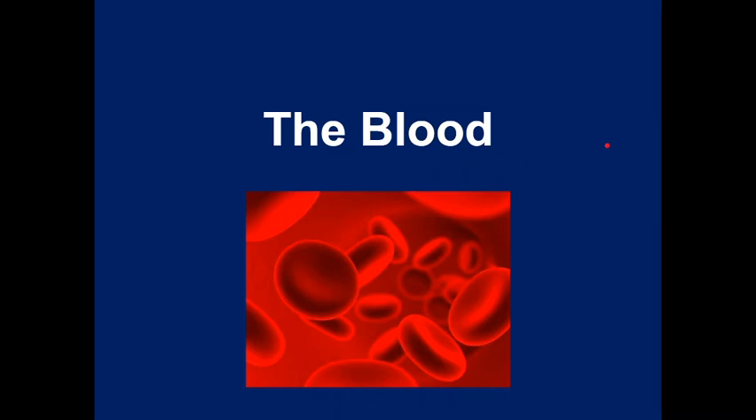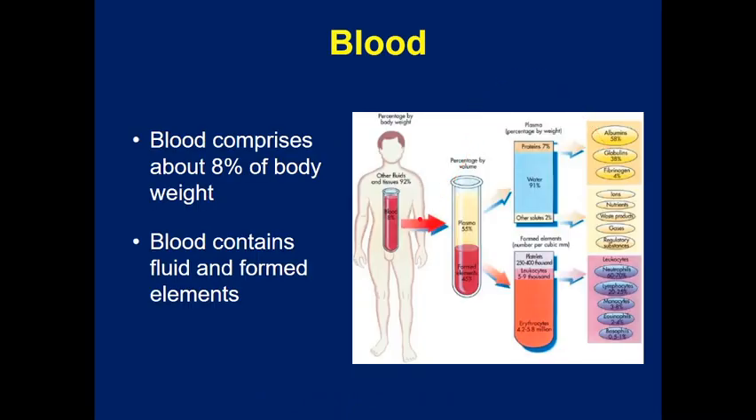All right, and then we talk about the blood. So if you were to take some blood out of me or yourself and spin it down in a centrifuge, things would separate based on their mass. So the big honking cells, the red blood cells, will take up the bottom half when you spin it, and then the plasma will be separated on top. So of all the fluid you have, blood is about 8% of your body weight, so you can see right here.